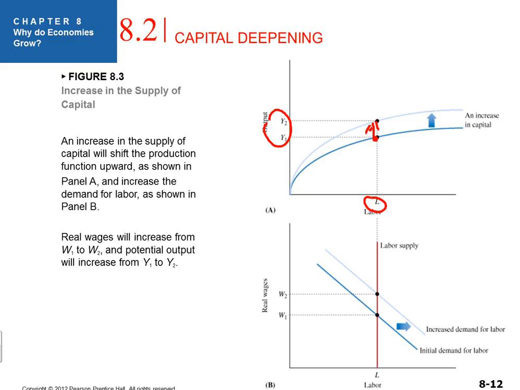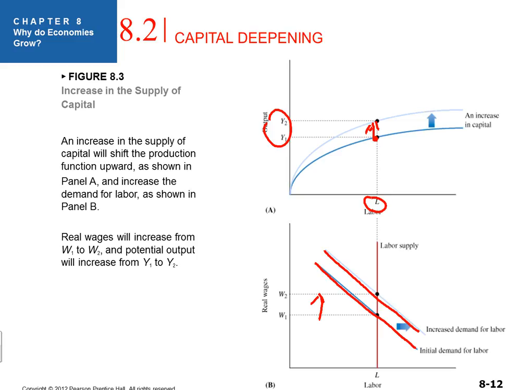produce more. Now, when each worker can produce more, there's an increase in demand from this demand curve to this demand curve for labor. And when you have increased demand for labor, wages go up and workers basically make more money. So now, let's summarize this. Capital deepening is literally adding more capital per worker.